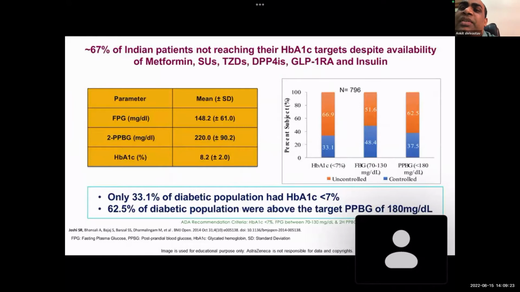Almost 67% of Indian patients are not reaching their HbA1c targets despite availability of metformin, sulfonylureas, pioglitazone, DPP4 inhibitors, GLP-1 receptor agonists, and insulin. Only 33% of our diabetic patients have an HbA1c of less than 7, and 62.5% of our diabetic patients were above the target of 180.